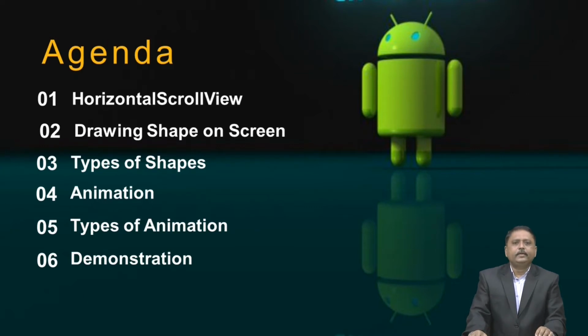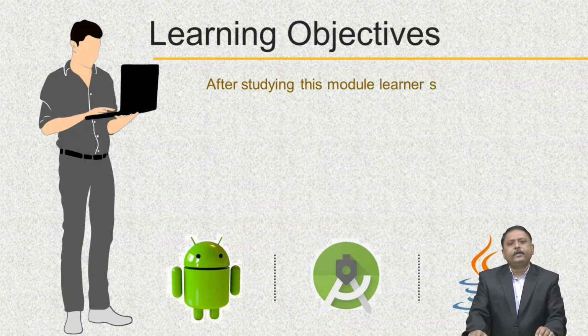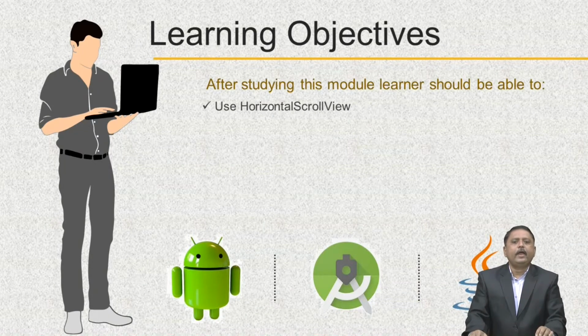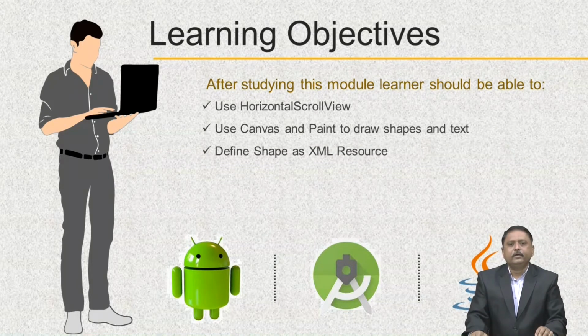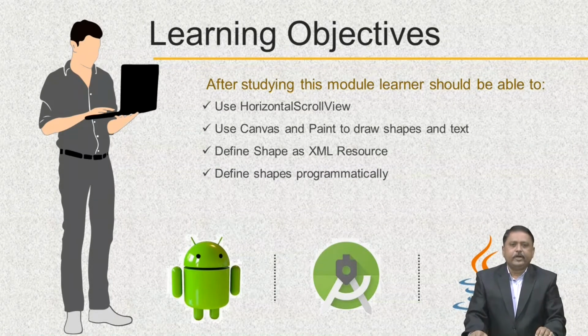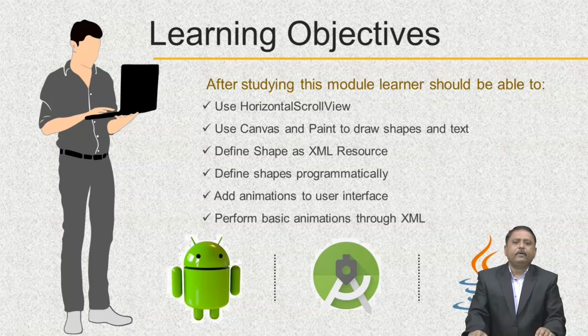So, friends, let us start with today's learning objective. After studying this module, the learner should be able to use horizontal scroll view, use canvas and paint to draw shapes and text, and define shapes as an XML resource. He or she can define shapes programmatically. They can add animation to their user interface, and the learner can perform basic animation through XML.